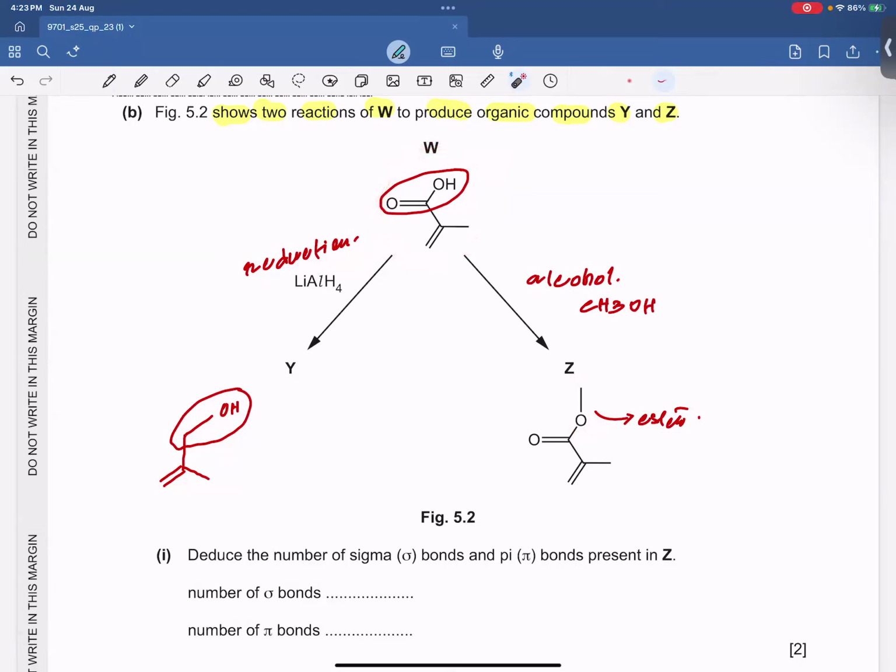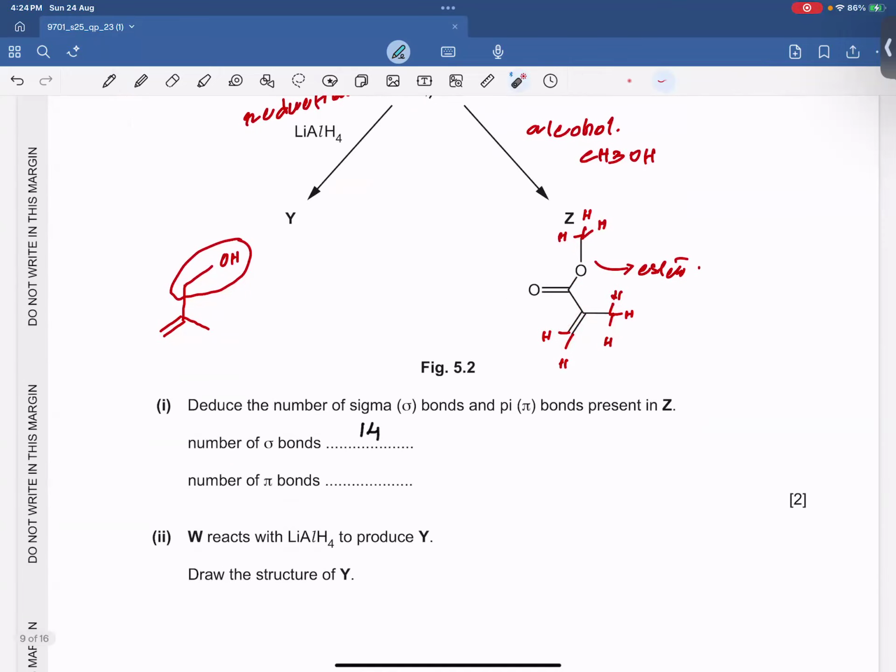Deduce the number of sigma bonds and pi bonds present in Z. My goodness, sigma bonds. This is H, this is H, this is H, this is CH2. All right, so let's count the sigma bonds here: 1, 2, 3, 4, 5, 6, 7, 8, 9, 10, 11, 12, 13, 14. 14 sigma bonds.